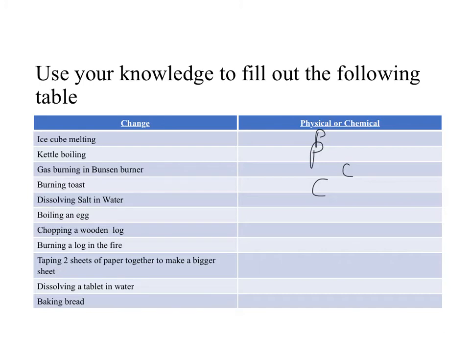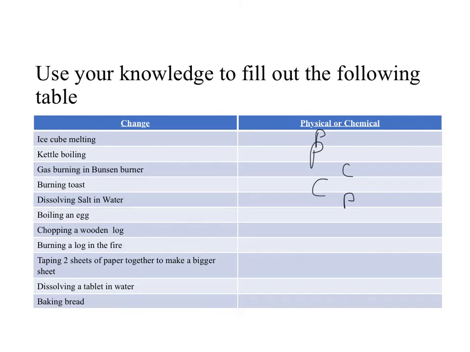For dissolving salt in water, this example is something that can be undone because we could just evaporate the water off and get the salt back. We also know that when we dissolve salt in water, it doesn't form a whole new substance called salt water. It's just a mixture, going back to when we covered mixtures, which can be separated out again relatively easily. So we'd say that this is a physical change.